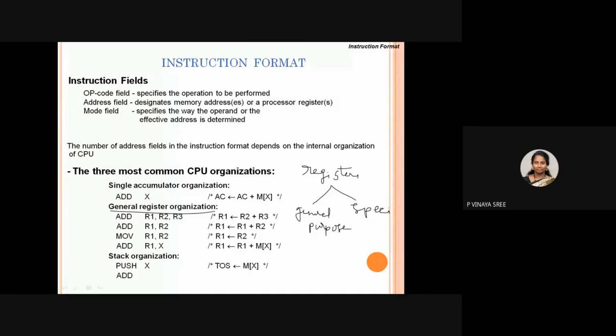I call these special purpose registers because they are specially meant for supporting the CPU for execution, like the program counter and the accumulator.